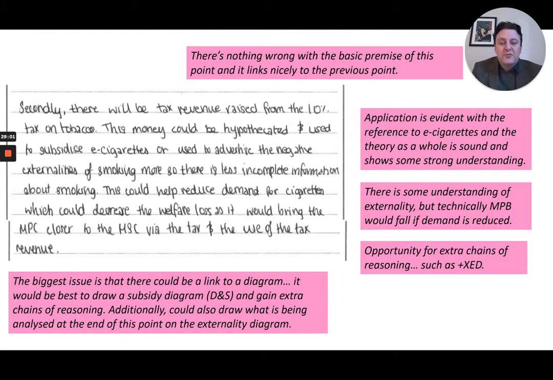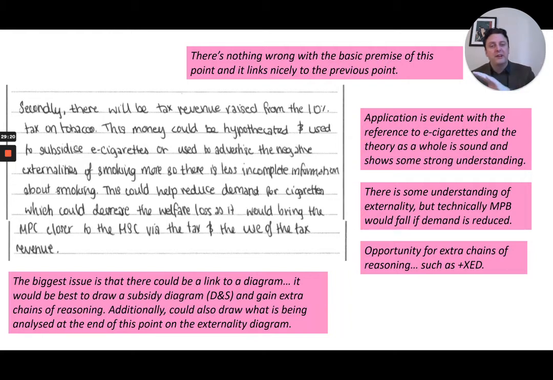The biggest issue really is that there could be a link to a diagram here. It would be best if you could draw a subsidy diagram and gain extra chains of reasoning. Additionally, you could also draw what is being analysed at the end of this point on the externality diagram.